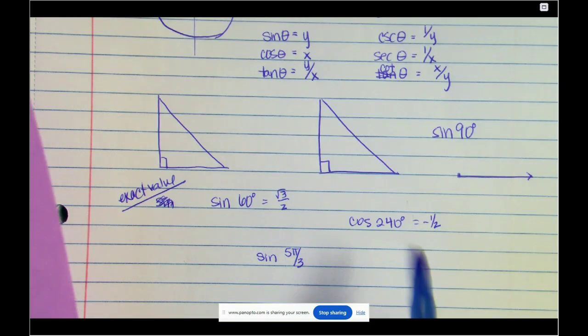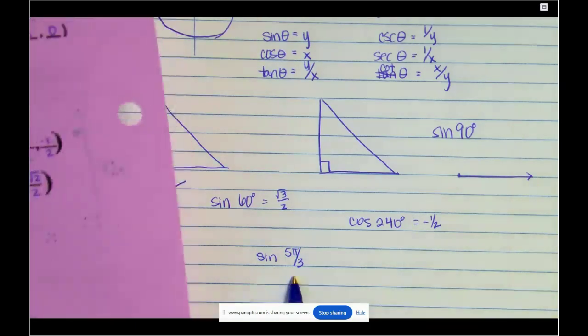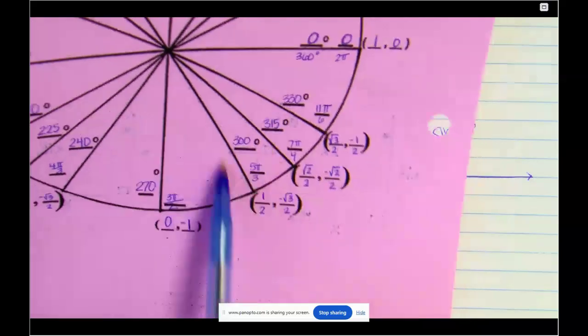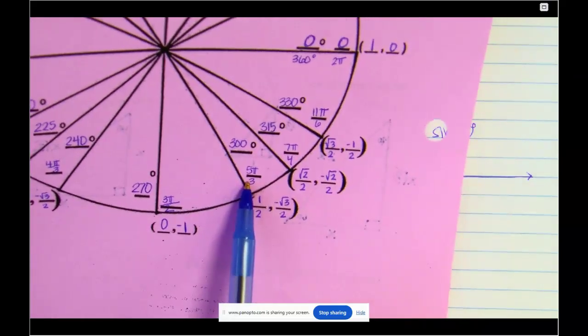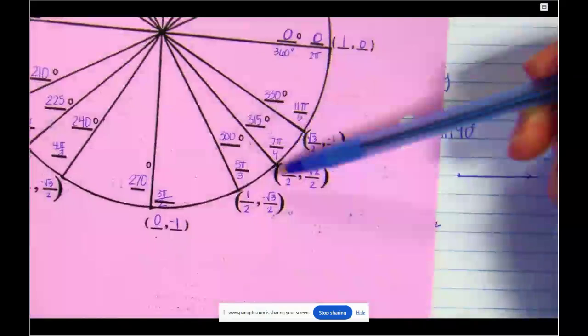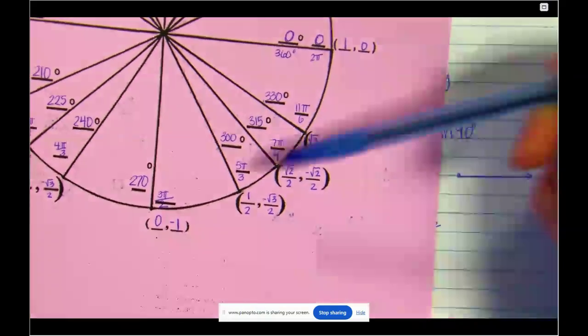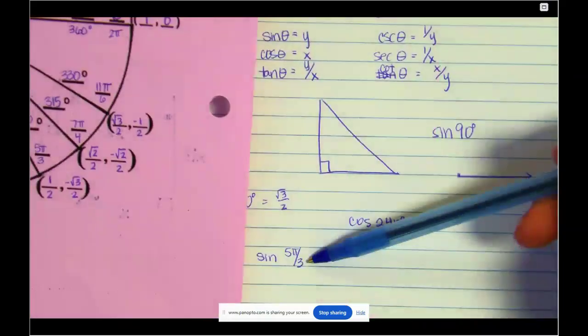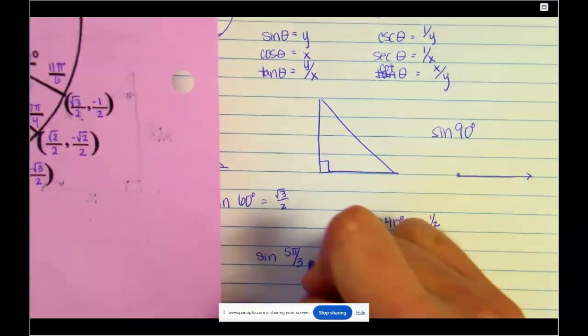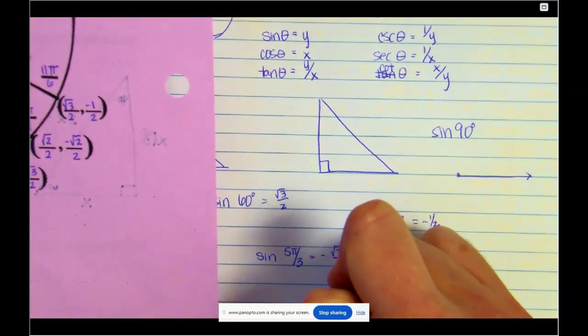So the hardest part is figuring out where 5 pi over 3 is. 5 pi over 3 is 300 degrees. This is why we want those on there, because then you don't have to convert. It's just there. You're like, oh, there's 5 pi over 3. Sine is the y value, so this is negative square root of 3 over 2.